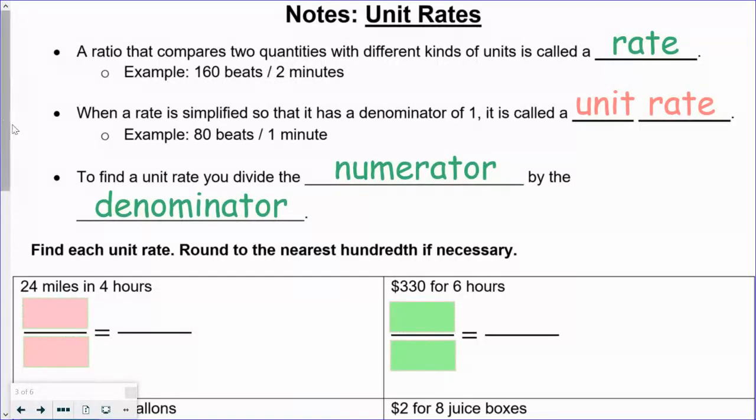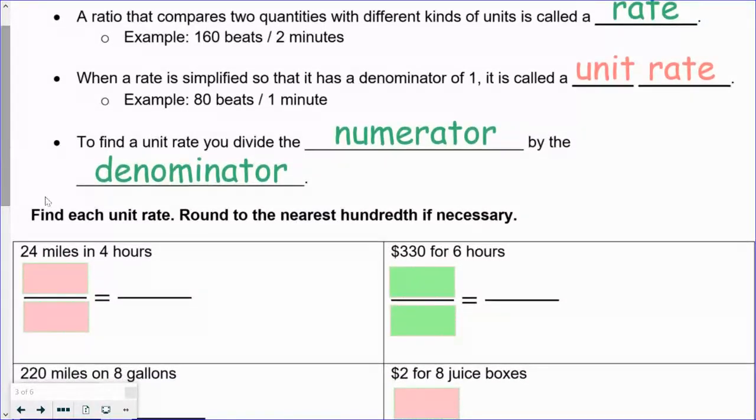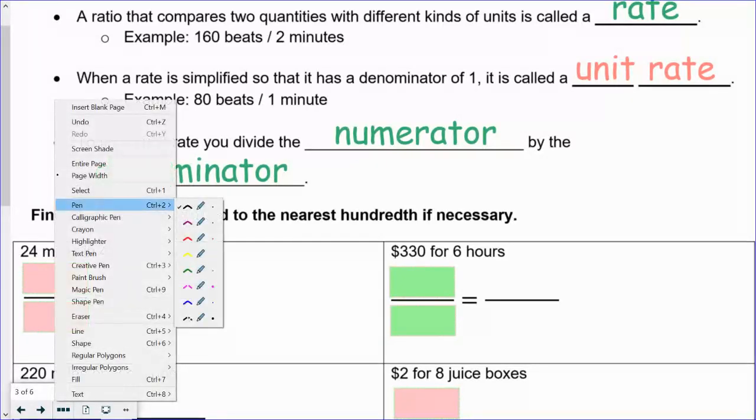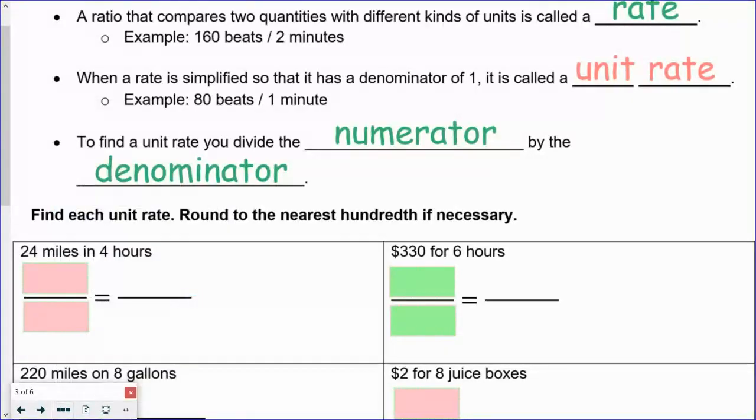Okay, so here we have some examples. We're going to be given a ratio. We have to make it into a rate and then find the unit rate. We're going to round to the nearest hundredth when necessary. So remember the hundredth. Get the pen going. We'll go blue. So our hundredth is the 2. That's our hundredth.